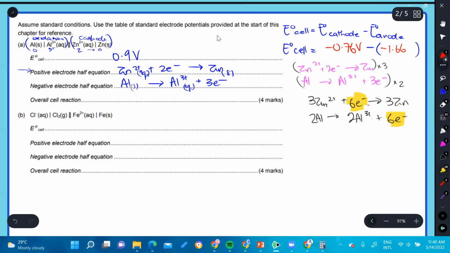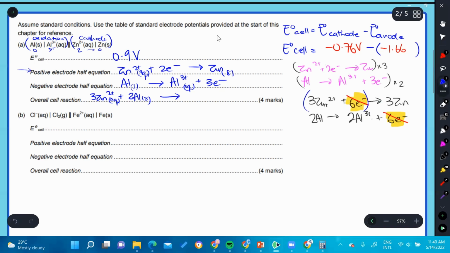That's going to allow us to simply cancel out the electrons. And we can write these together, where our final thing would be 3Zn2+ and 2Al. Put your state symbols, aqueous and solid. Then we can put the arrow, because that's everything on the left of the arrow. So we can simply write those like that.